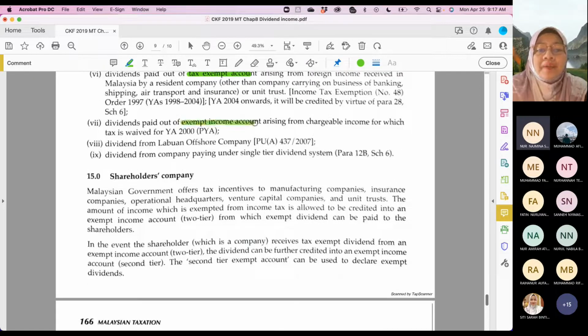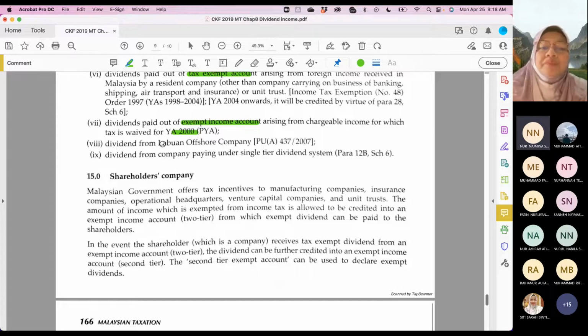Again, you have exempt income account from chargeable income for which tax is waived for YA 2000. Remember, I mentioned that in 2000 we changed from the preceding year basis to a current year basis. So YA 2000 is a tax waiver year. Any income for YA 2000, you don't have to pay tax. Because you don't have to pay tax on the income that you receive in 2000, that income goes into the exempt income account. If you pay out your dividend from your exempt income account, then the dividend is a tax exempt dividend.